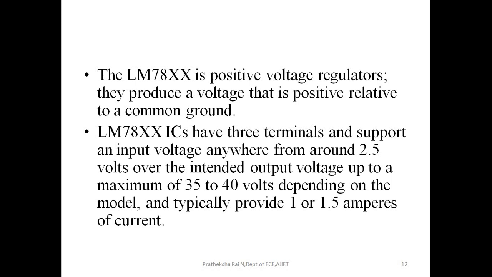The LM78xx is a positive voltage regulator. They produce a voltage that is positive relative to the common ground. LM78xx ICs have three terminals and support an input voltage anywhere from around 2.5 volts to 35 to 40 volts depending on the model, and typically provide 1 or 1.5 amperes of current. So it is a 3 terminal device, and its input voltage will range from 2.5 to 40 volts with a current of 1 to 1.5 amperes.